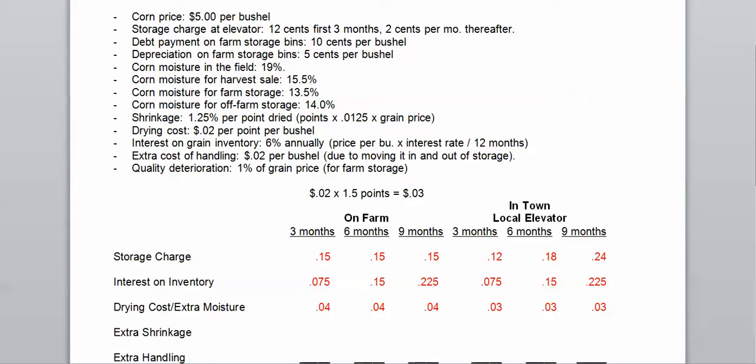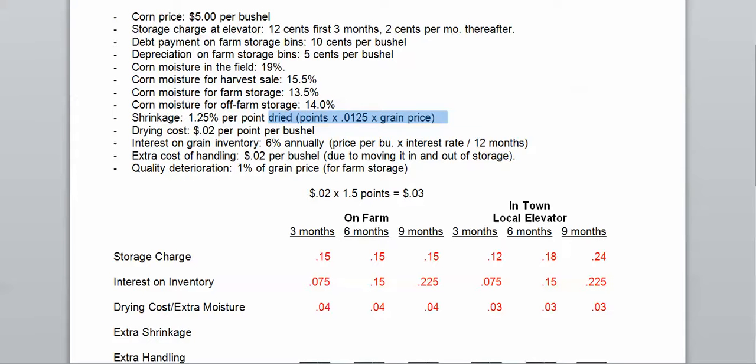Extra shrink. Extra shrinkage is the loss of water. We were drying the corn, we're removing water from that corn. If we would not have to dry so far, if we sold it right out of the field at 15.5%, we could sell that water as corn. So by removing that water, we are now unable to sell it. So we need to charge ourselves for that extra amount of water.